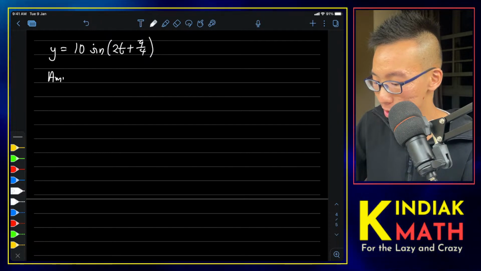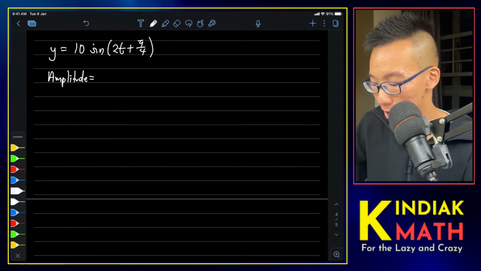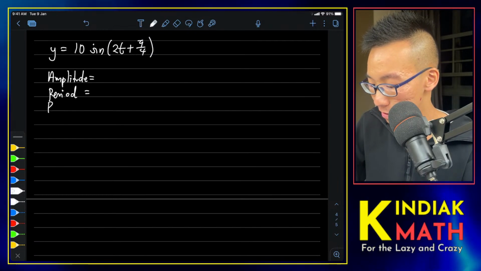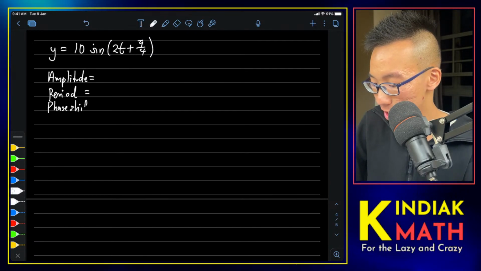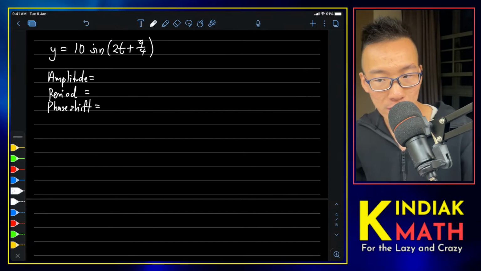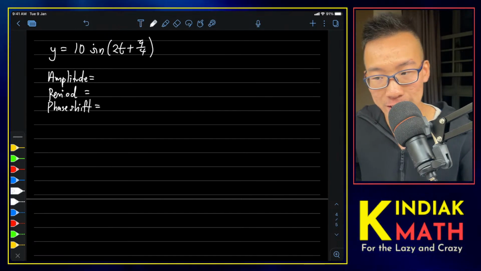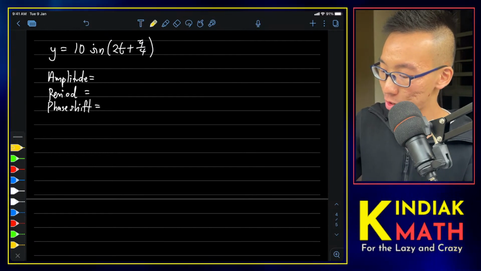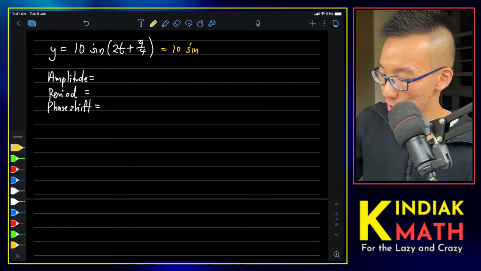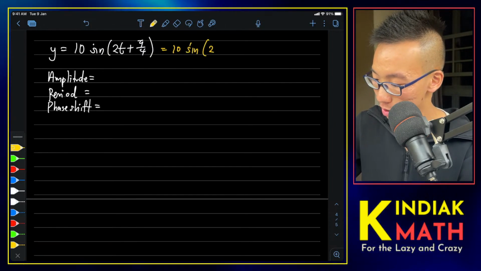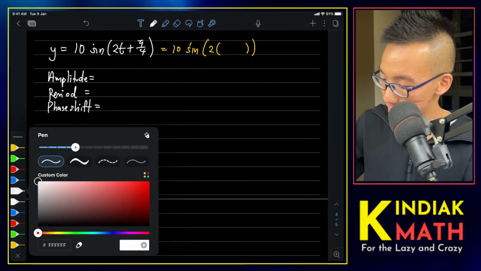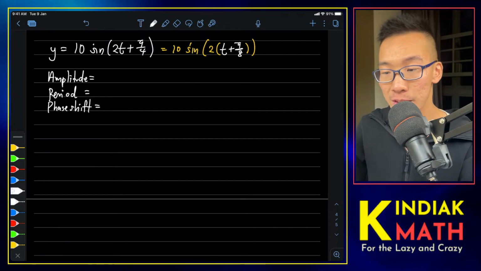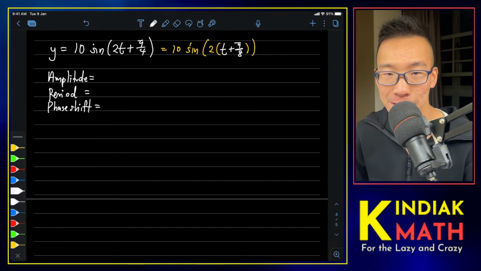What is the amplitude, the period, and of course the phase shift. To solve this question, surprisingly, the technique is relatively straightforward, right? What I like to do is to factor the two. So on the inside, we're left with just t plus pi over 8. This actually gives me all the information I need.